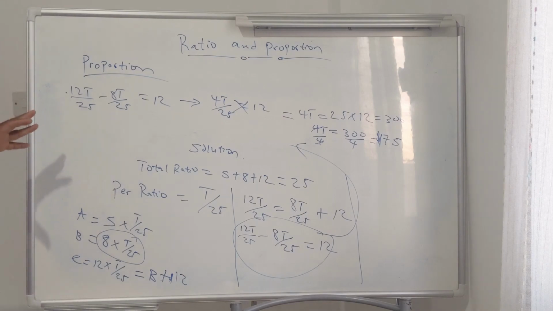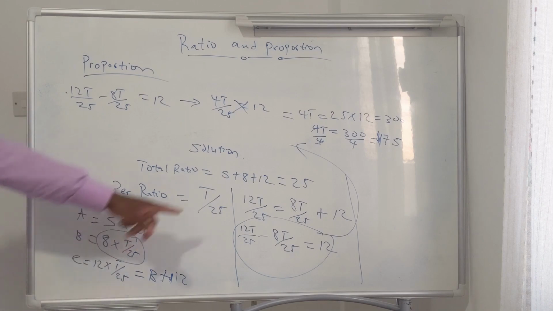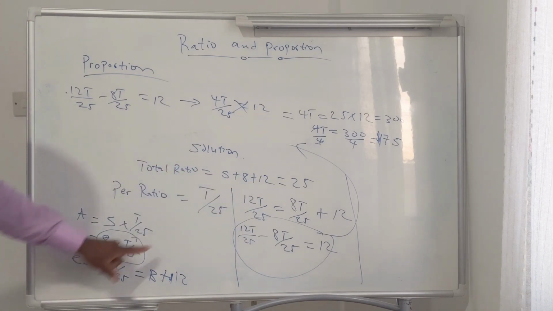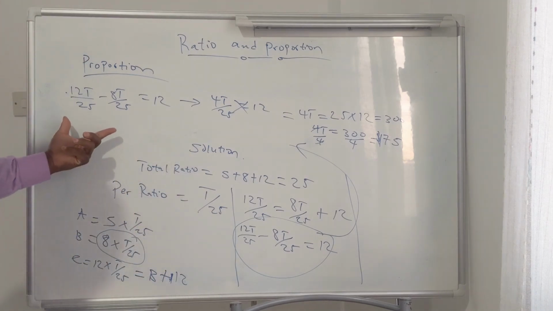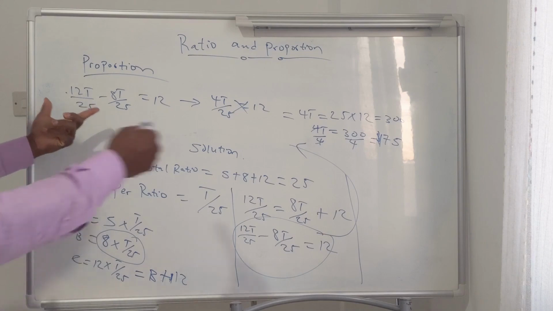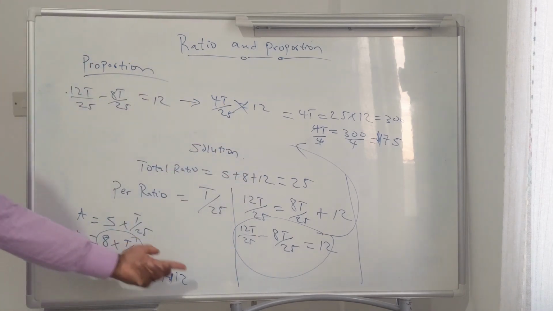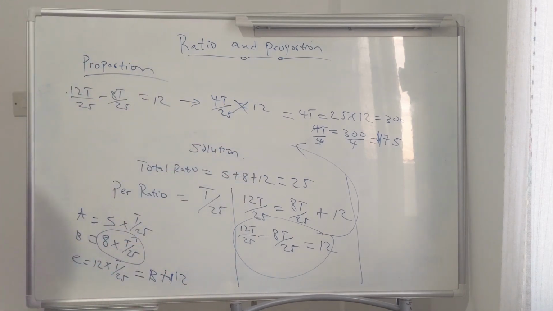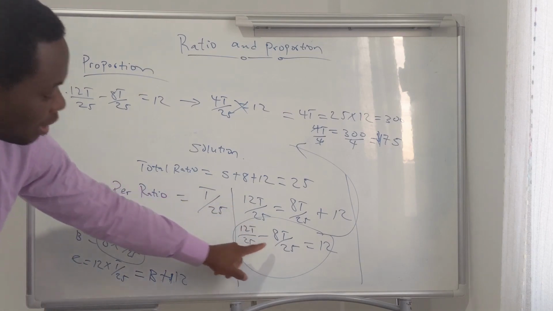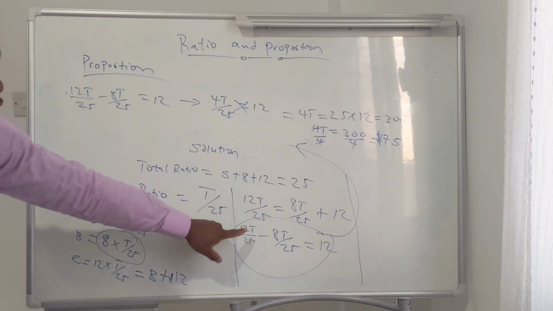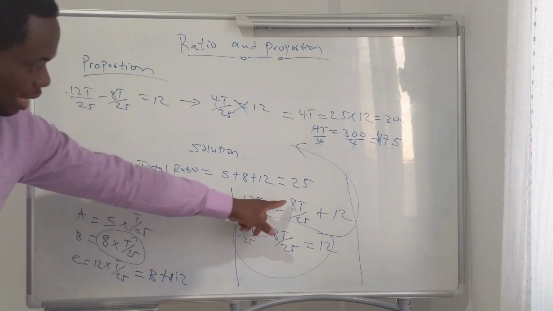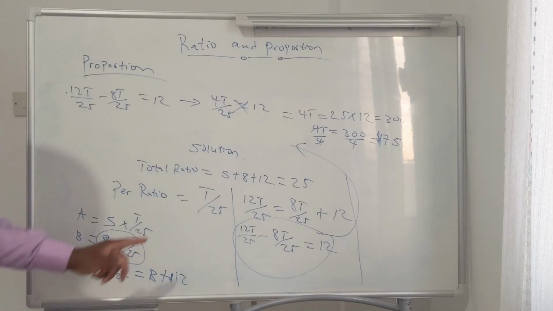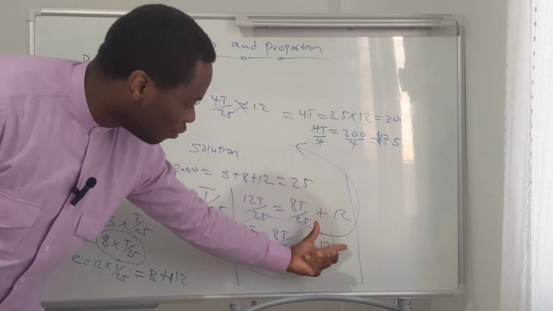Now, what we just did here, we solved this. We say since the ratio of 12 multiplied by the amount per ratio is equal to B, because in the question they say C received $12 more than B, that is equal to B plus $12. We equate it together. From here, we just did some simple mathematics. 12t over 25 is equal to 8t, which is 8t plus 25. They say more than, so an addition of $12.